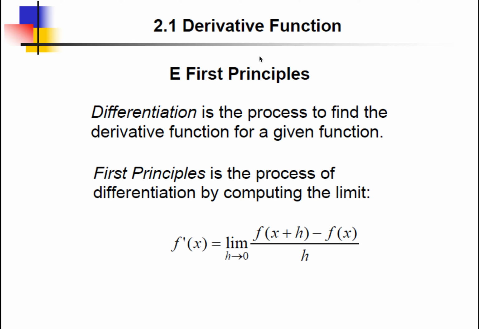So this is our first section here. First principles. Differentiation is the process to find the derivative function for a given function. Now, if you read this term, differentiation, it means that we are finding the first derivative. We're finding the derivative of a function. So finding the instantaneous rate of change or calculating the derivative is called a process of differentiation.